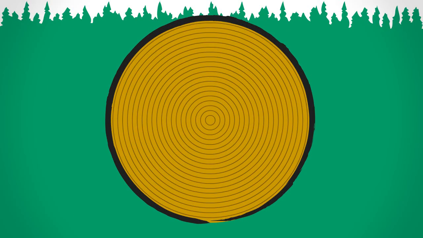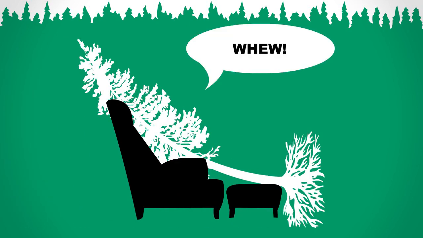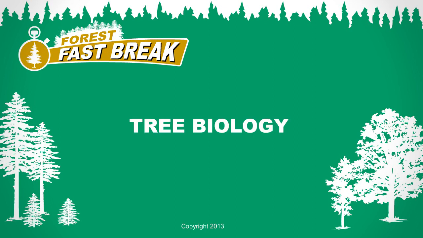The combination of big cells next to small cells gives the wood the impression of a ring, signifying 1 year of growth. So the rings really show you when the tree was growing quickly and when it was taking it easy. And that's a quick look at tree biology.